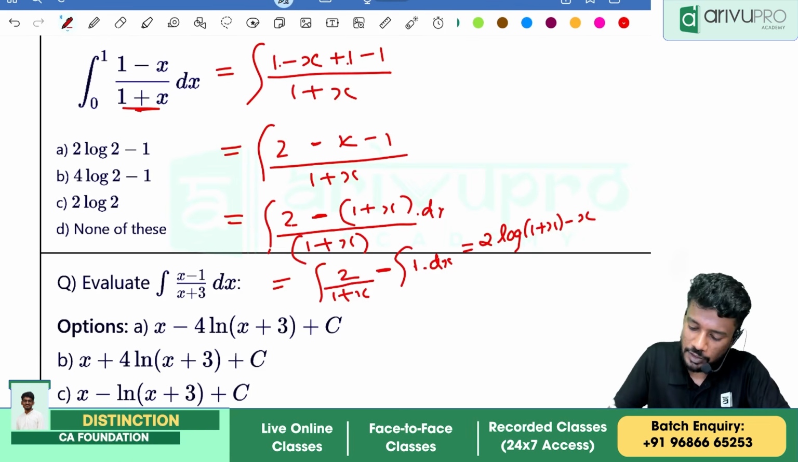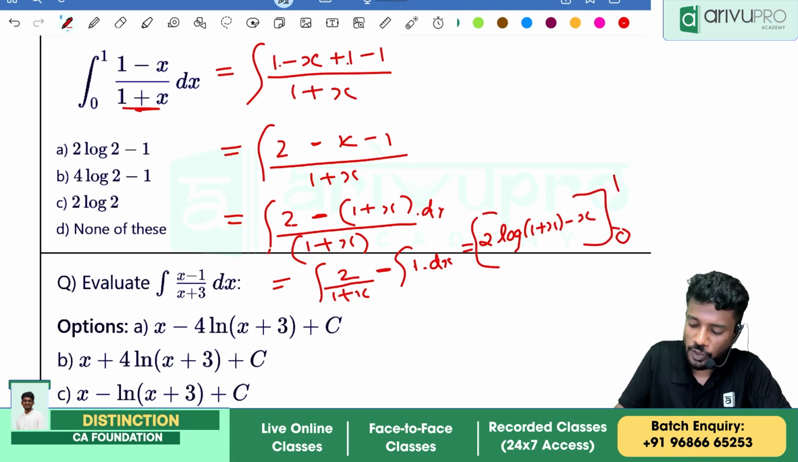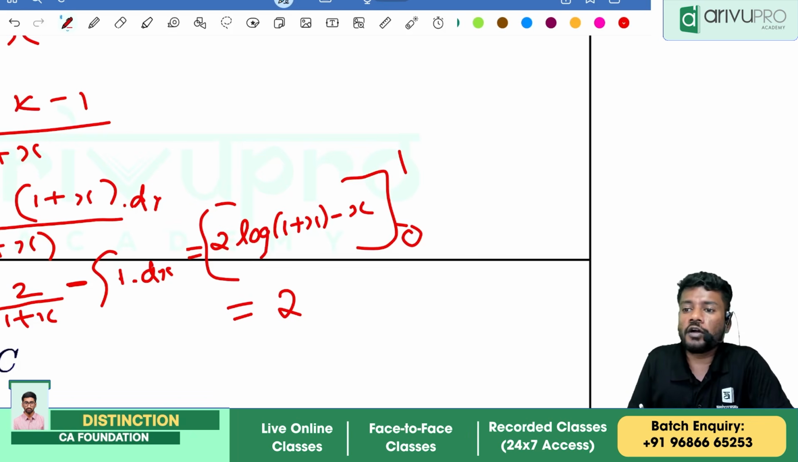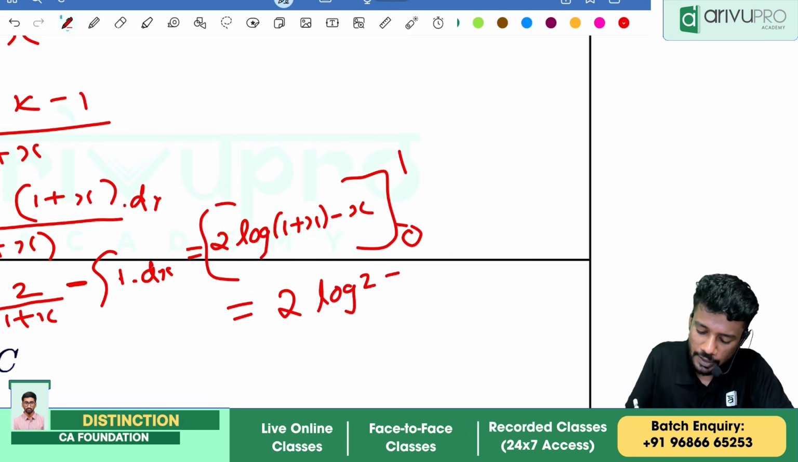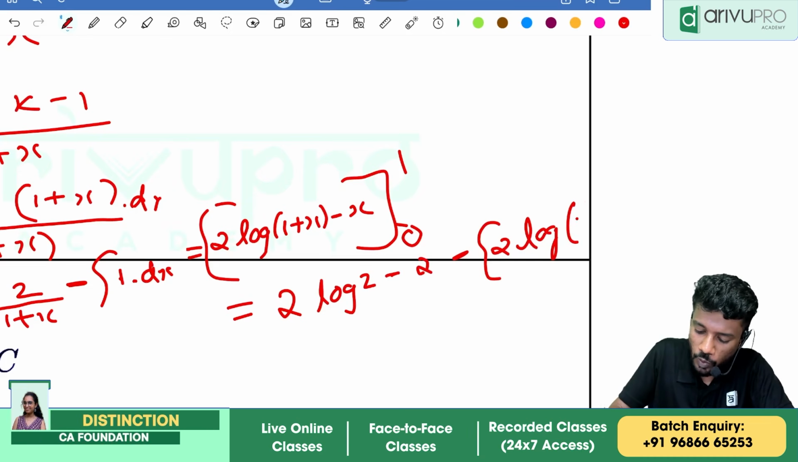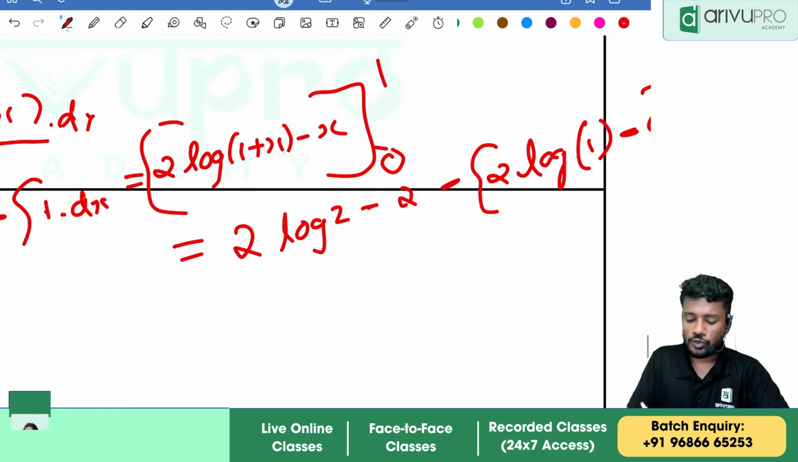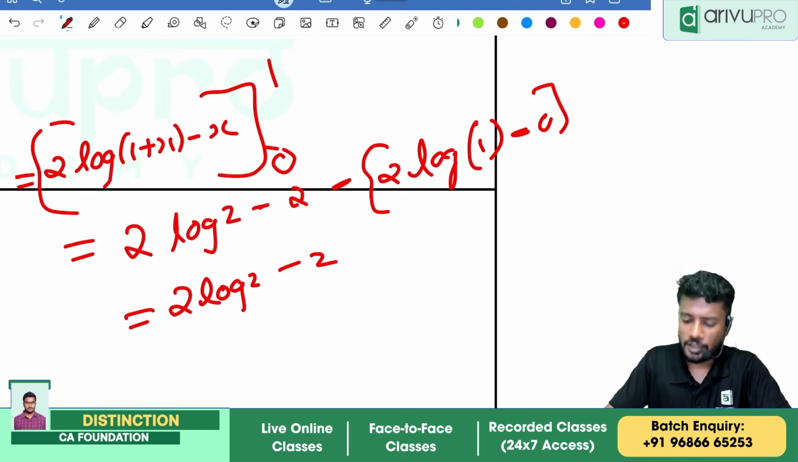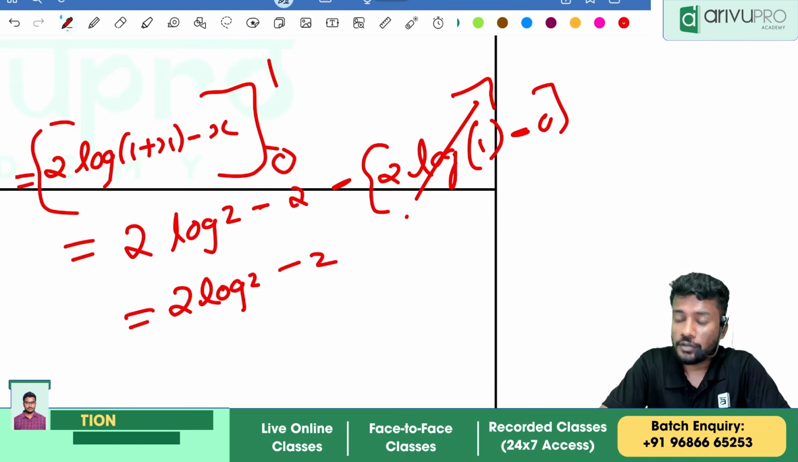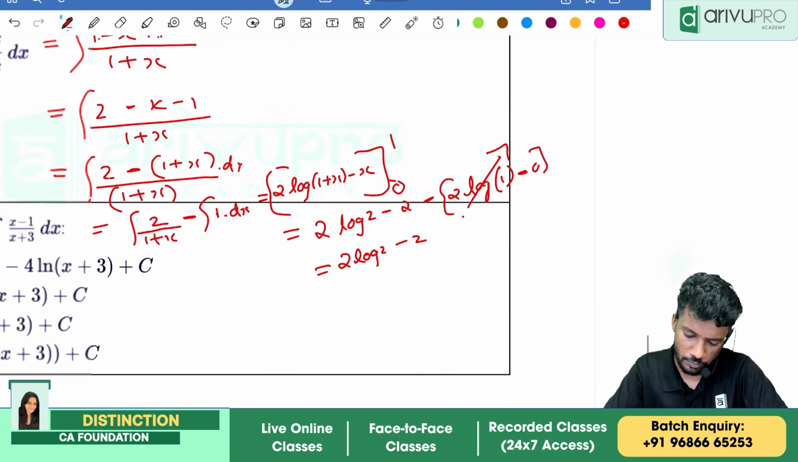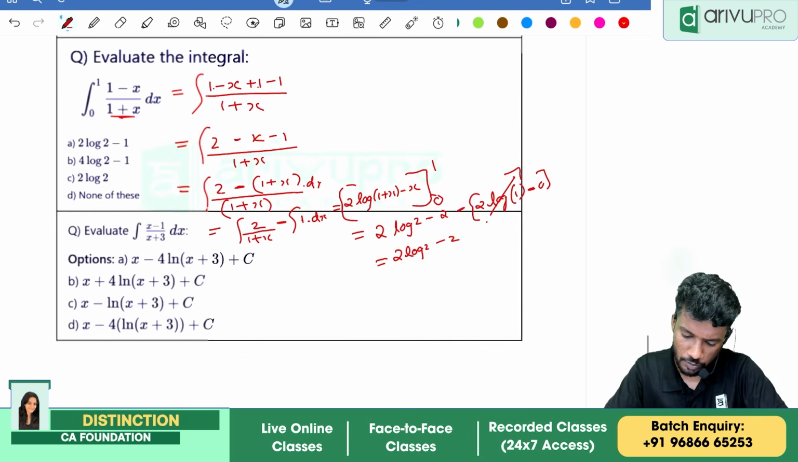Yes, the limit is there, right? So we need to apply the limit, that is 0 to 1. Apply the limit. Now I'll tell one interesting thing. 2 into log of what? Log 2 minus 2. Then minus of 2 log of 1 minus 0. Now 2 log 2 can be written as 2 log 2 minus 2. Then log of 1 is how much? Log of 1 is how much? 2 log 2 minus 1 now. 0 to 1.